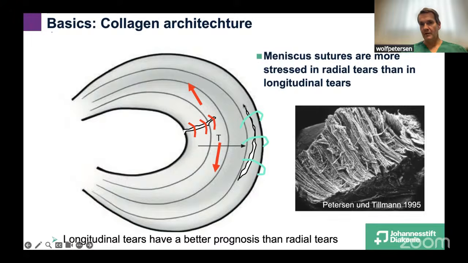And when we have an injury or a tear which is parallel to these circular fibers, then the stress on this lesion is low, and so this lesion has a good potential for repair. The other thing is true when we have a small or a longer radial tear, which is at a 90-degree or perpendicular angle to those circumferential fibers. Then there is a maximum stress on the meniscus suture, and the prognosis of a radial tear is maybe not as good.